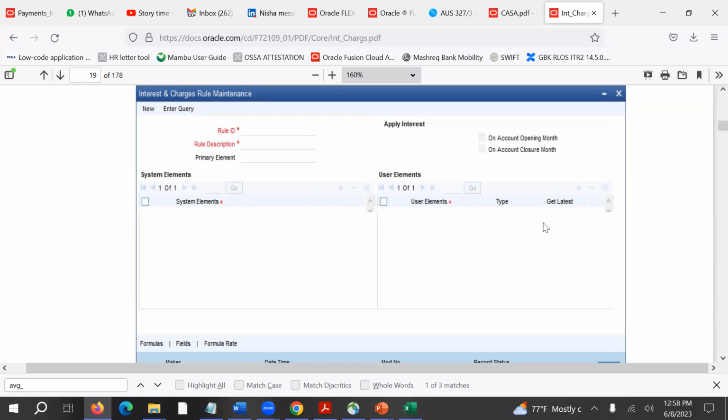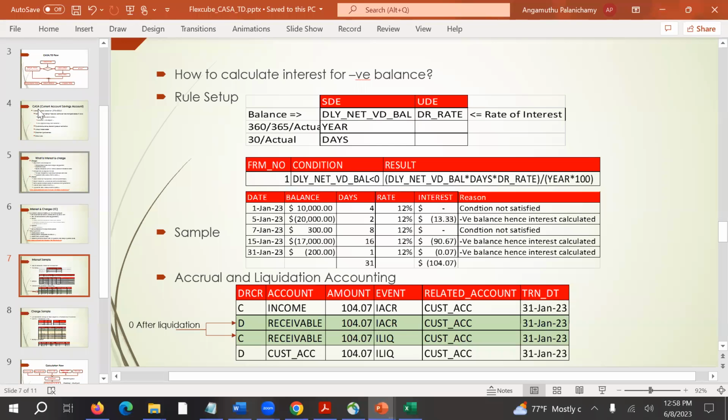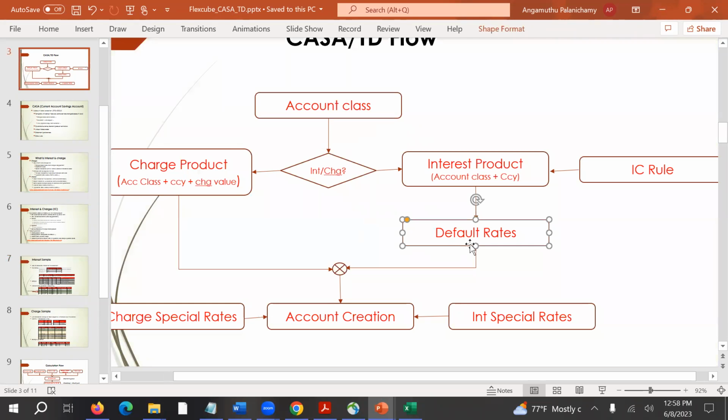So where do we mention the UDE values at the account level? No, this is the first place where you give the name for the UDE. Okay, after this, you use it in the formula. After using it, where can I mention the UDE value? After that, you look at this flow, these default rates, right?